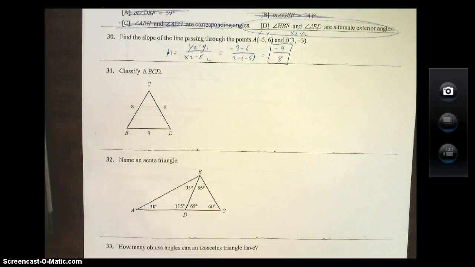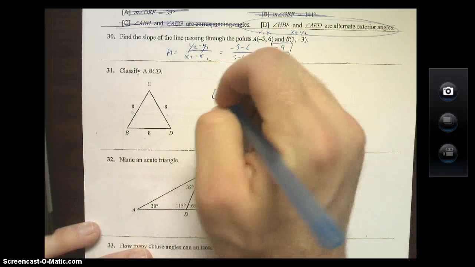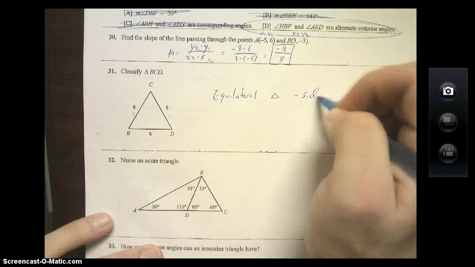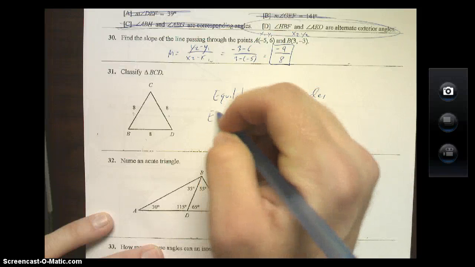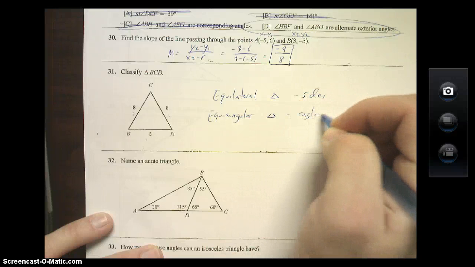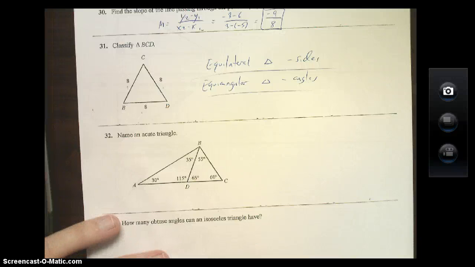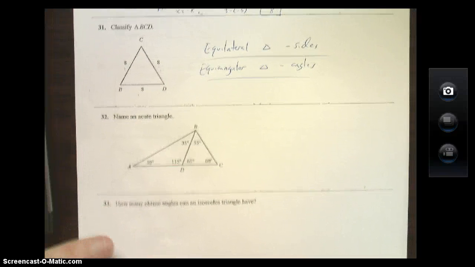Okay. Number 31, classify triangle BCD. Three sides congruent. Okay, so I could call this an equilateral triangle, by its sides. If they ask you to classify this by its angles, because I know all three sides are the same, therefore all three angles have to be the same, this would be called an equiangular triangle, and that's by its angles. Okay? So, we have acute, obtuse, and right as far as angles go, and we have equilateral, scalene, and isosceles per sides. So again, more key vocab. Make sure you're familiar with it.